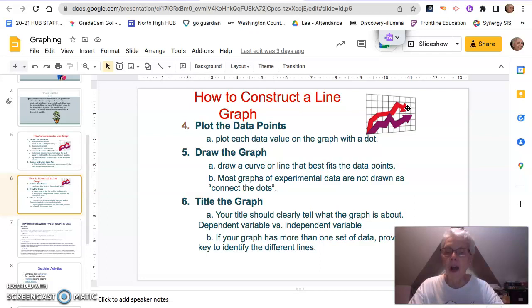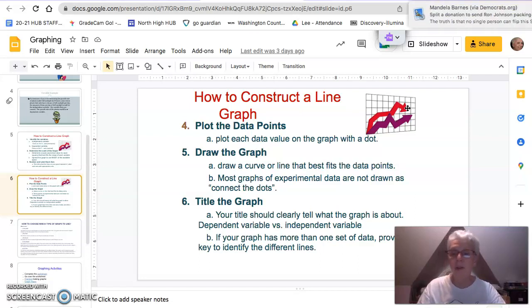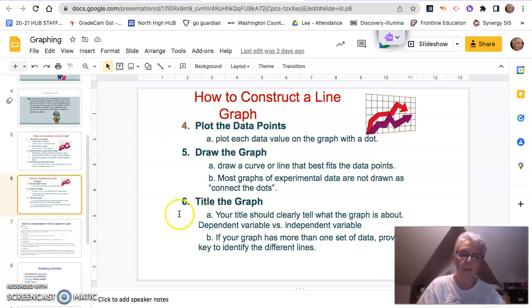Then you're going to title your graph. You should clearly tell what the graph is about. It could be your dependent variable versus your independent variable. That's a very easy way to title your graph. If your graph has more than one set of data, provide a key to identify what the different lines are. So if I had more than one data, I would have more than one line, and I would have to have a key over to the side telling me what the red line's for and what the purple line is for.